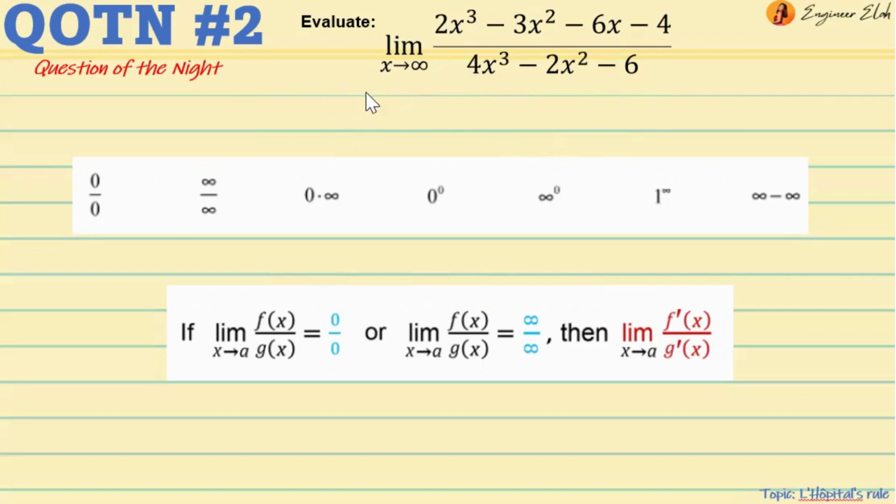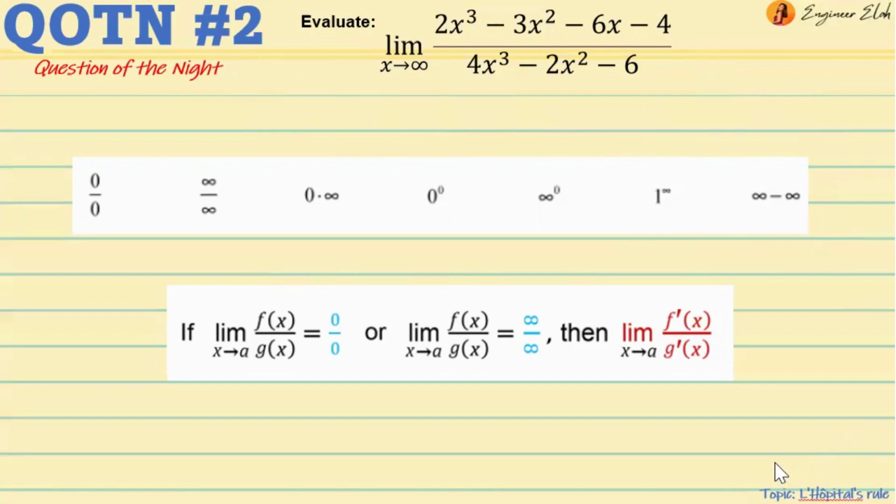So for example, pwedeng lumabas is 0 over 0, infinity over infinity, 0 times infinity, 0 raised to 0, infinity raised to 0, 1 raised to infinity, or infinity minus infinity. So ito yung ating 7 indeterminate forms. And kapag ito yung lumabas sa pag-evaluate nyo ng limit, ibig sabihin, hindi nyo siya pwedeng i-leave as ganun na lang. So, dun papasok si L'Hopital's rule, okay?